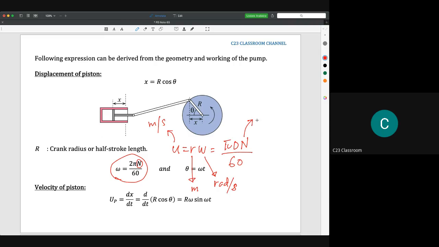So the N here is RPM. This means that if you have rotations per second, you could use this equation without dividing by 60. So please be careful when you use this one. Please make sure that you are using the right terms with the right units.